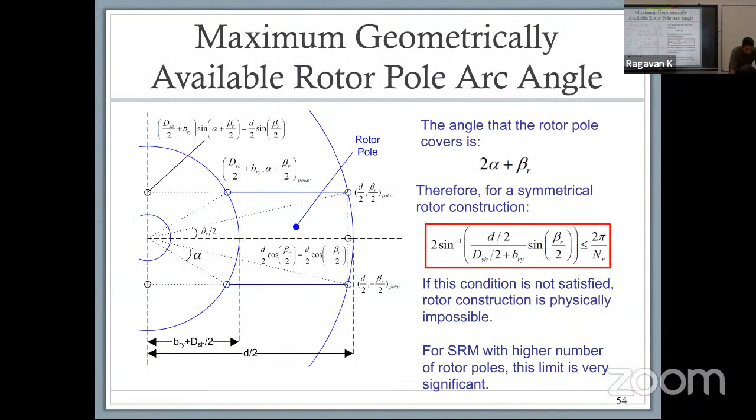So the problem that you see here is, mathematically, why the idea of converting it from a 6-4 machine to 14 poles did not directly work. What you see here essentially is that the pole angle covers an angle that is 2 alpha plus beta r. That's what the pole itself covers. So when you multiply this value by the number of rotor poles, you end up with a value that is higher than 2 pi, which is the entire circumference. When you do that, obviously you have violated physical constraints.